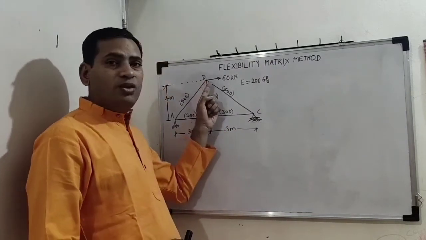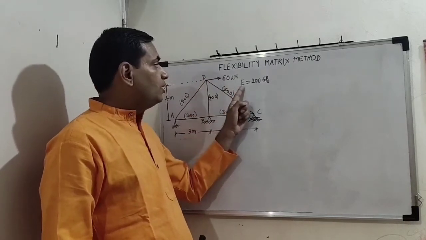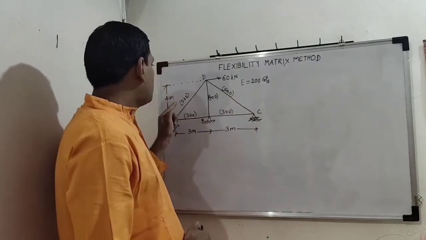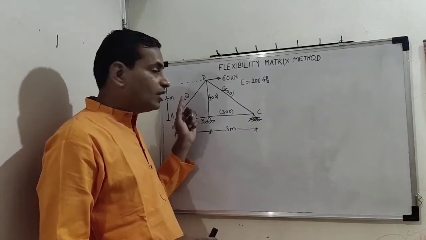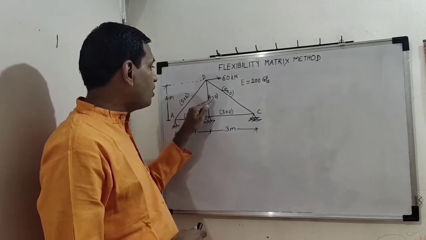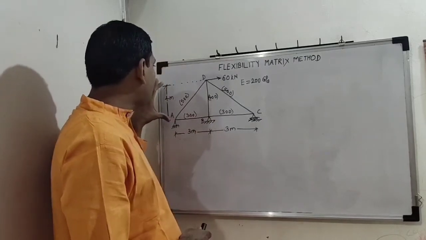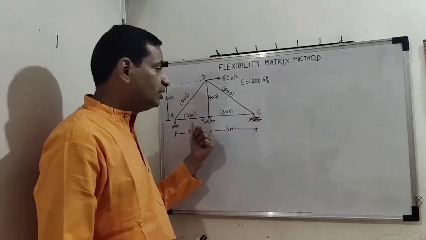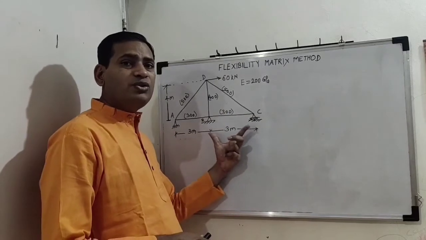There is only one horizontal load given, 60 kN, which is on the roof of the truss. Young's modulus for all these members is 200 GPa. There are some values in the bracket. These are nothing but cross-sectional areas of the members in millimeter square: 500, 300, 400, 300 and 500 mm square. Height of the truss is 4 meter and this total span is divided into 2 different parts with 3 supports. AB is 3 meter, BC is also 3 meter.